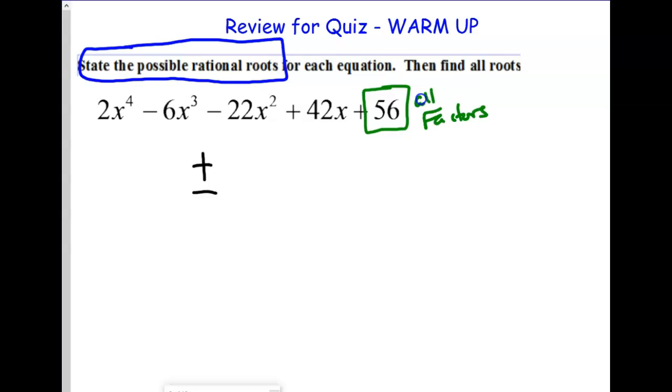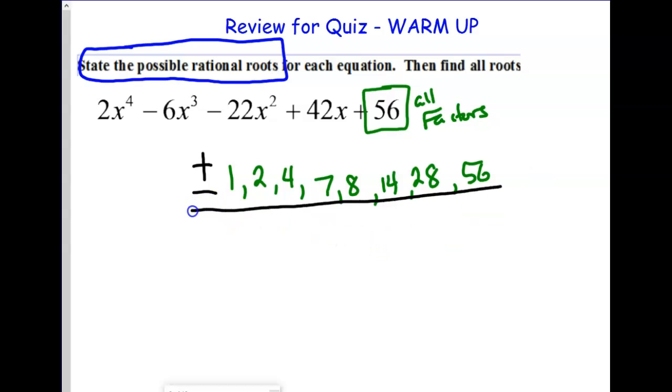So 1 and 56, 2 and 28. 3 doesn't work, but 4 does. 4 and 14. And then 7 and 8. So there's all your factors of 56. But that's only half the story. Now you have to talk to me about all of the factors of your lead coefficient, 1 and 2, which are just 1 and 2.